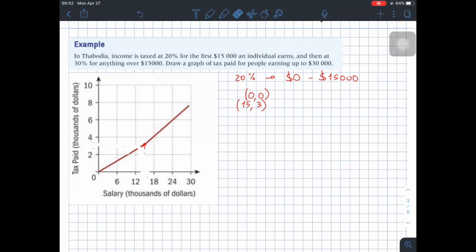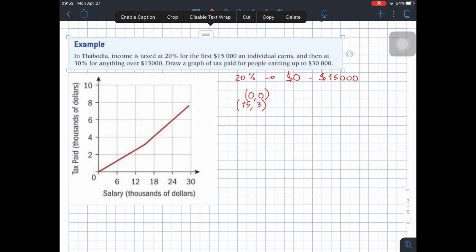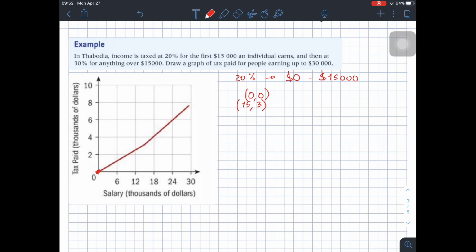So once we have those two known points, we're able to sketch our graph at point (0,0), which is this, and at point (15,3), which is the one I just showed you, this. Once we have the two points plotted, we can sketch the line with the use of a ruler.